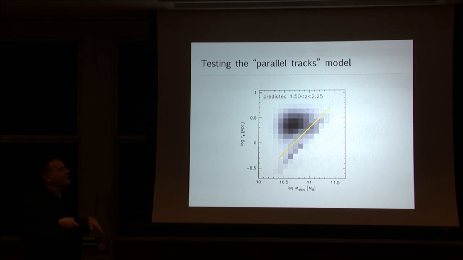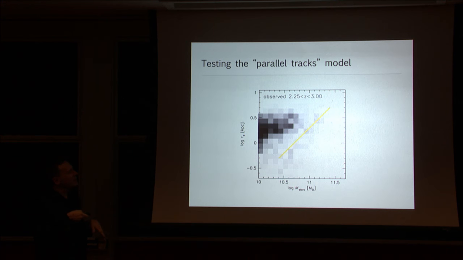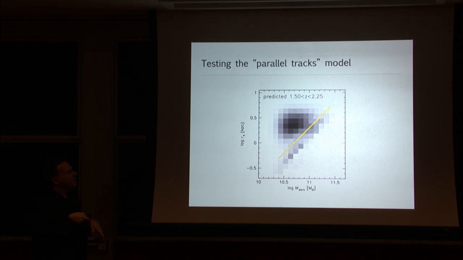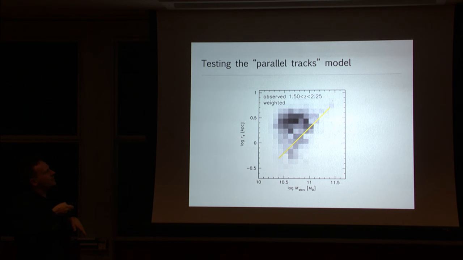You can do that too, and we did. But the important thing is there is now this population of massive compact things down here that arises naturally from the things down here. If you just move them forward, they end up here. There's actually a few already present. And this is then the observed distribution at that same redshift. So here's the predicted, and here's the observed. And you know, it's not bad.